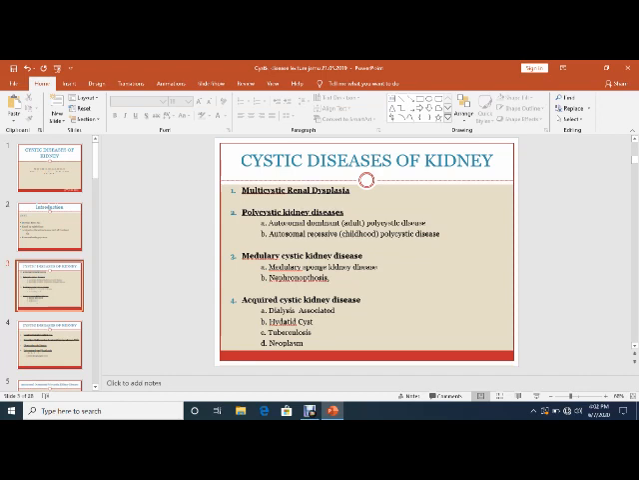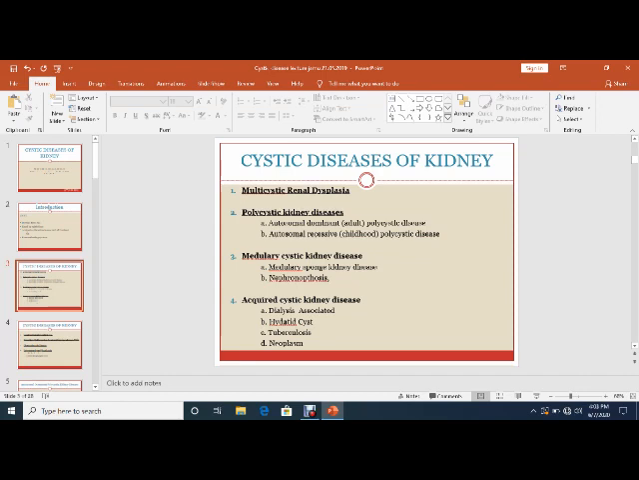There are two types of polycystic kidney diseases: autosomal dominant polycystic disease, that is called ADPKD. It occurs in the adult life, and autosomal recessive polycystic disease, it usually occurs in childhood or in the infant. Third type is the medullary cystic kidney diseases, medullary sponge kidney disease, and nephronophthisis.